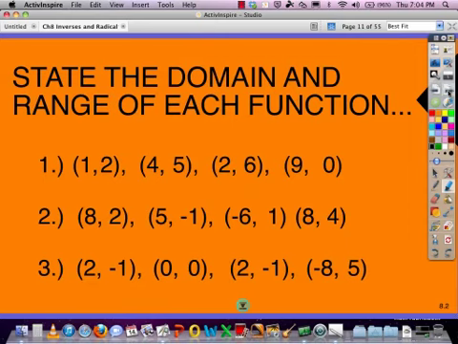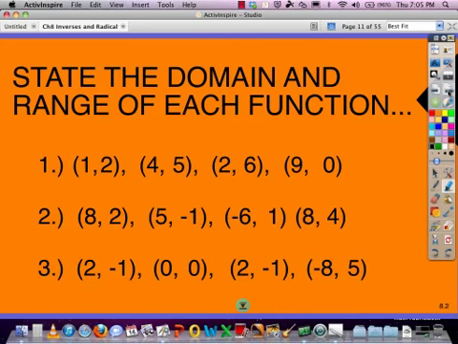So let's try on this one first. State the domain and range of the function. And if we did that, you remember our definitions, hopefully. Domain, all possible x values. Range, all possible y values. So our domain in number 1, 1, 4, 2, 9. You do not have to put them in order. You can leave them in the order that they're there. Our range, 2, 5, 6, and 0. If we would have any that repeat, you do not even have to list them twice. Once you list it and it's part of the set, you've done what you need to do.